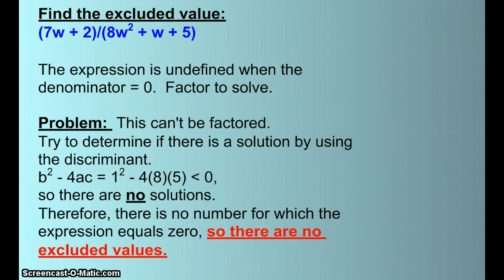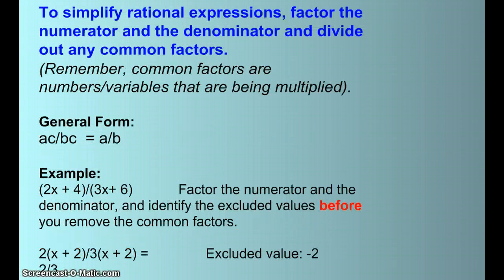If you remember, the discriminant is b squared minus 4ac. So in this case, it's 1 squared minus 4 times 8 times 5. That is less than 0. And remember, when the discriminant is less than 0, that means there is no solution. The fact that there's no solution means that there's no number for which this expression equals 0. So there are no excluded values here.